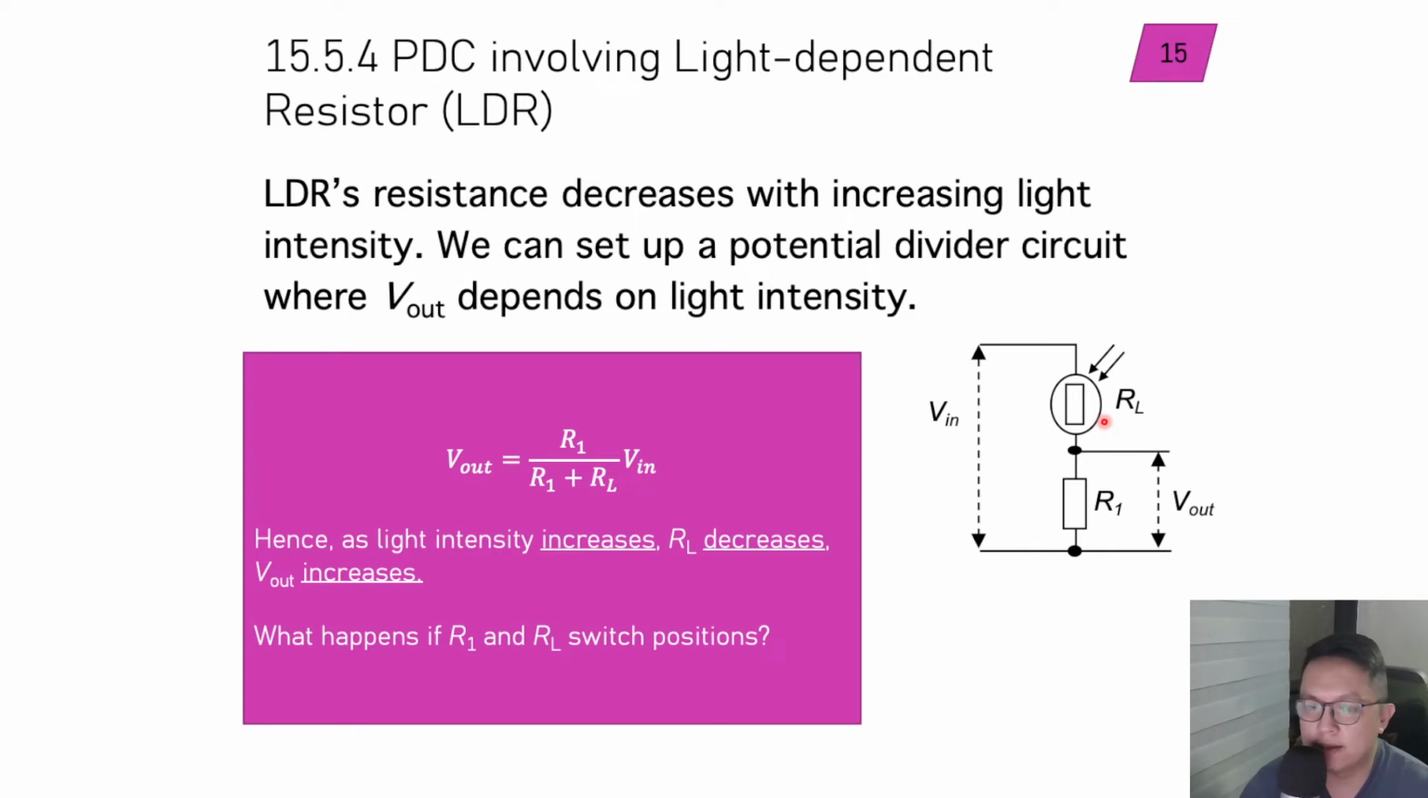So same setup as the previous one. Your RL is on top. Okay, this is your LDR. So when light is incident on it, the resistance will decrease, and therefore V out here will increase. Okay, so again by this formula. So what possible use can we have for this?